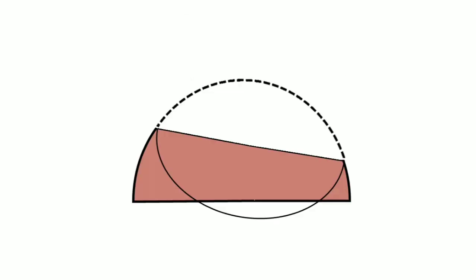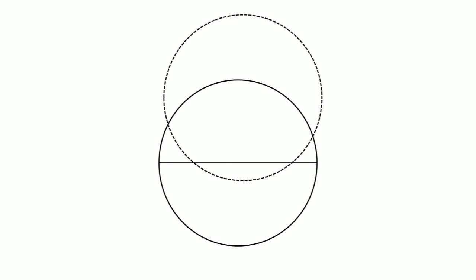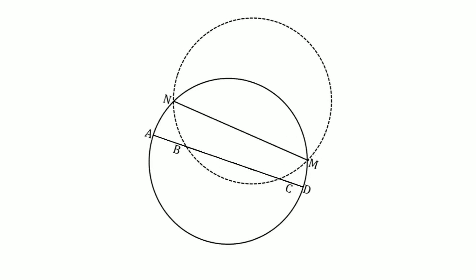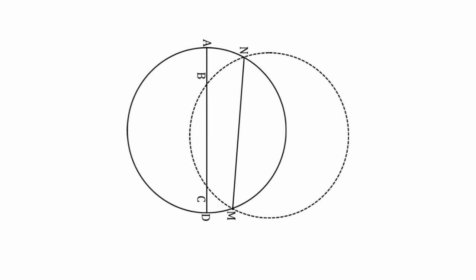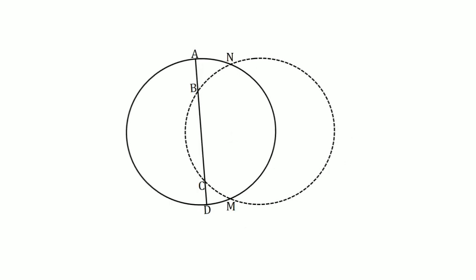Now here is our figure. For finding our answer easily, we can extend the semicircles to form full circles. So here is our first circle, and here is another intersecting circle, and this is the common chord. The diameter is AD, the intersection points are B and C, and the common chord is MN. Now we'll rotate this figure horizontally to make it easier to understand.